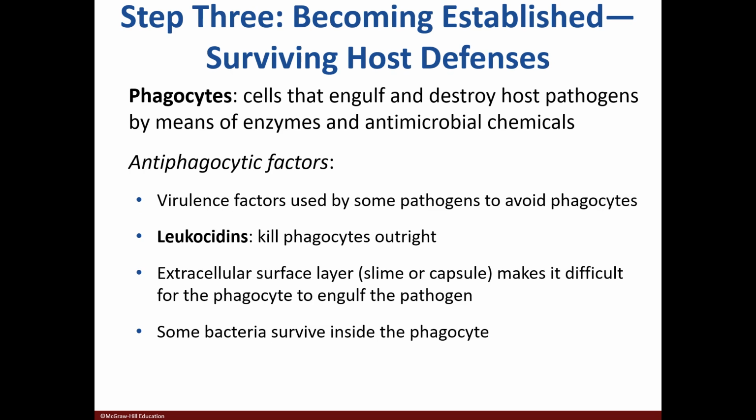The next step is that the organism must be able to survive the host defenses. Phagocytes are specialized immune system cells that engulf and destroy pathogens. Most of the time, they are effective at eliminating pathogens. Sometimes, pathogens have antiphagocytic factors. These are virulence factors that the pathogen uses to get away from the phagocytes. The pathogen may release leukocidins that can directly kill the phagocytes. They may produce a slime layer or capsule, and some can even live inside of the phagocyte.